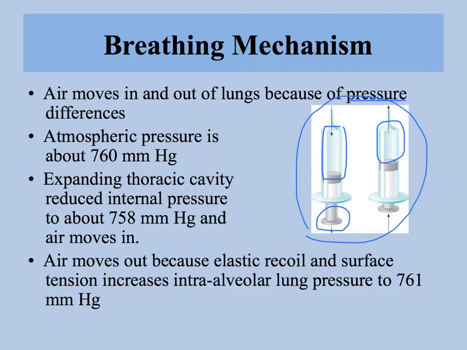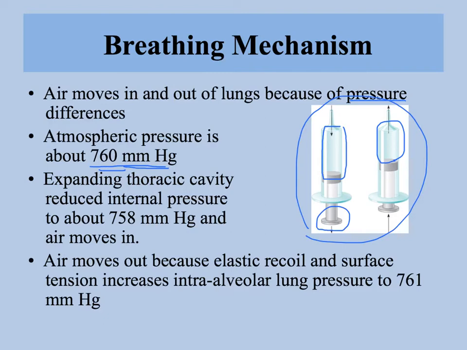Normal atmospheric pressure is about 760 millimeters of mercury. This is how we measure atmospheric pressure. It's about how much the pressure would push up a column of mercury in a thing very similar to a thermometer that's called a barometer.